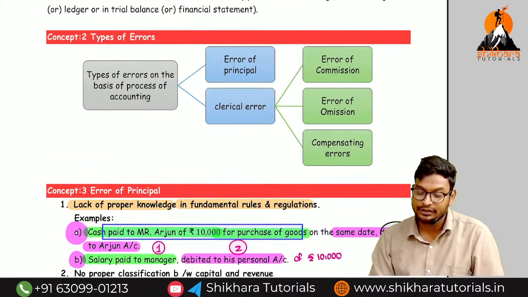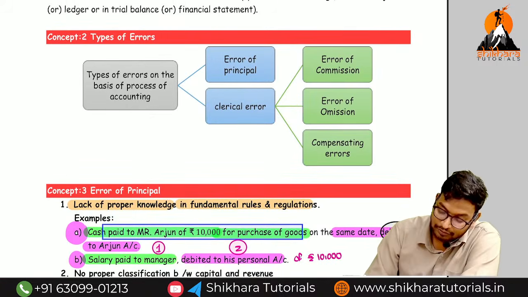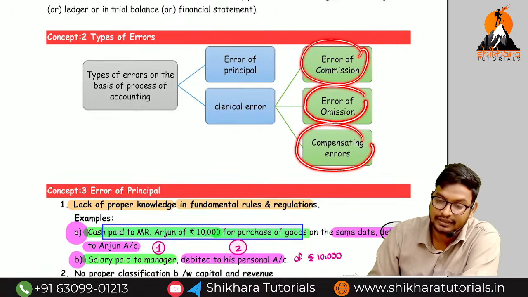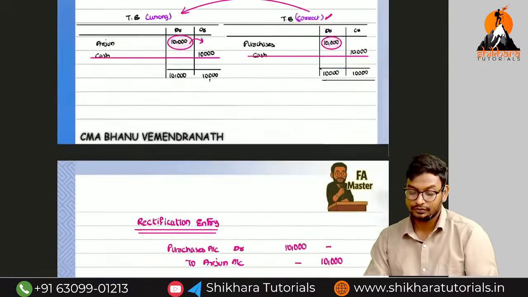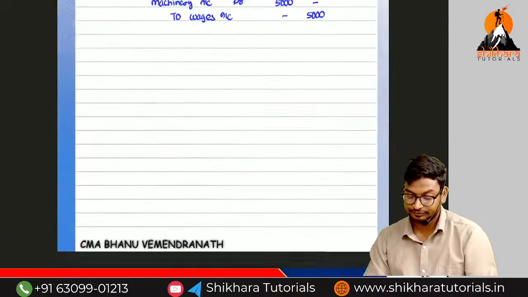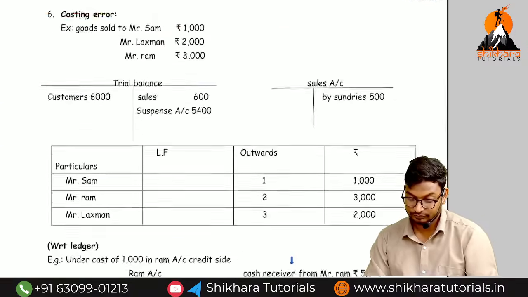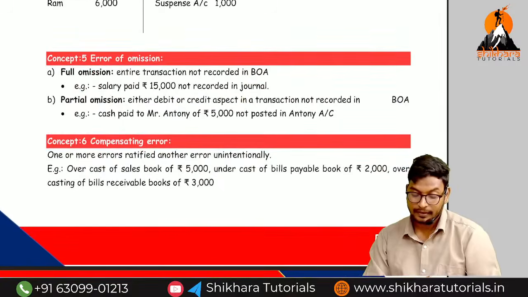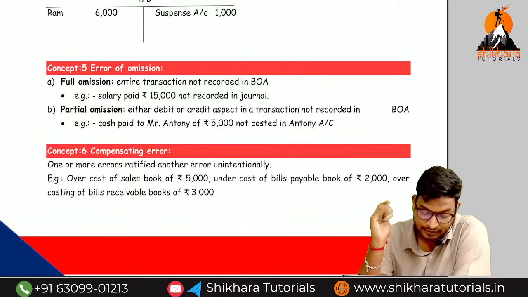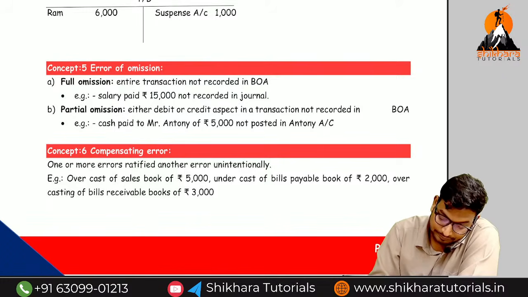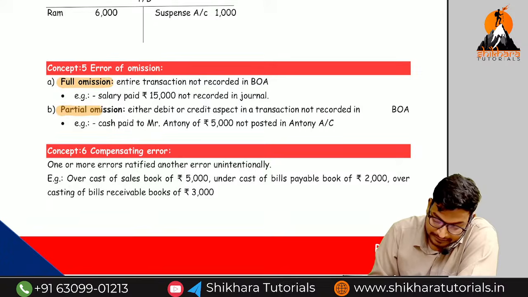So next I am moving forward. I am going to discuss first error of omission and compensating errors, and then I will come to the error of commission. So, error of omission. Here error of omission is again classified into 2 types: full omission and partial omission.